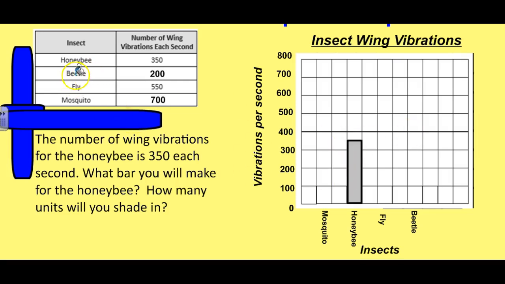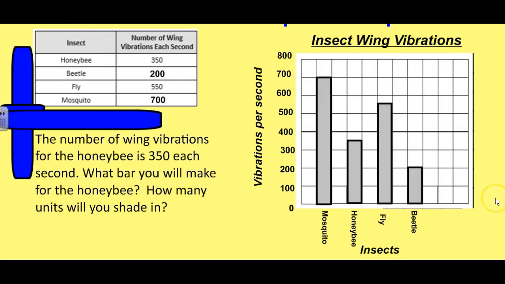So now our next insect on the chart is a beetle. The beetle is exactly at 200. So on your bar graph, you're going to make your bar for the beetle go all the way up to 200, and you're going to lightly shade that in. And then you're going to look at the chart, and you're going to make your bar for the mosquito and the fly. So go ahead and get that on your paper, and whenever you're ready to move on, you can push play.